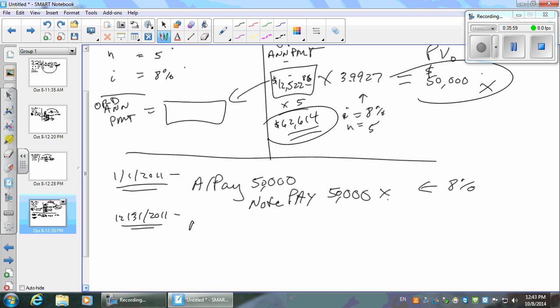Debit the note payable because I'm paying off part of the note payable. That's true. I don't know how much yet. What am I going to credit? I'm making payments, and I know how big the payment is. It's $12,522, right? We'll say it's $12,523. Cash, excellent.